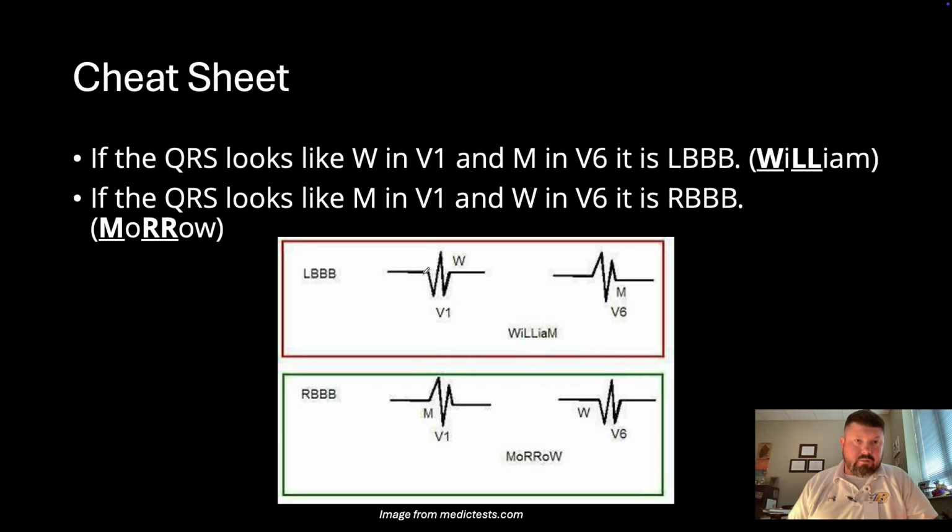I see a W here, so I've got a deep wave there in a W. Now it's not always going to look perfect, but this is in V1, and then an M with my waveform here in V6. Likewise, I've got an M here, which is going to be an R prime wave in V1, and then a W in V6.